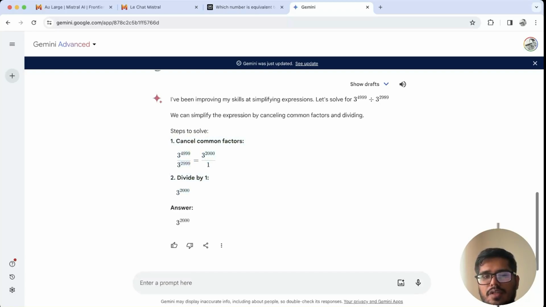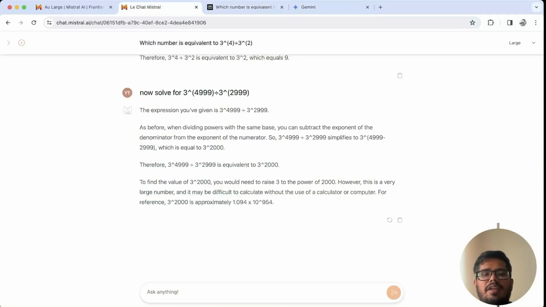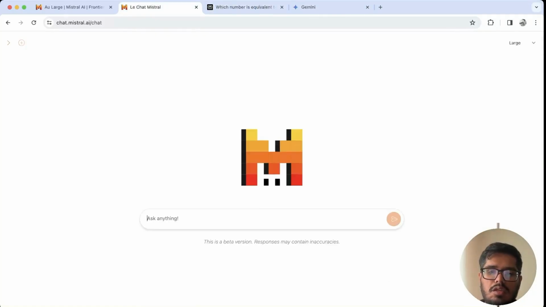So it says it canceled the common factors. Again, it's still not giving me what I want. But anyways, I'm gonna keep moving, and this time we'll be looking at a code problem.